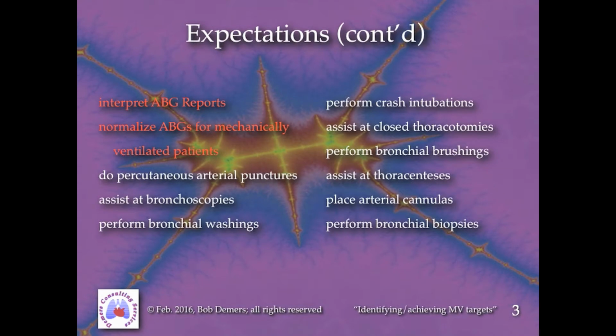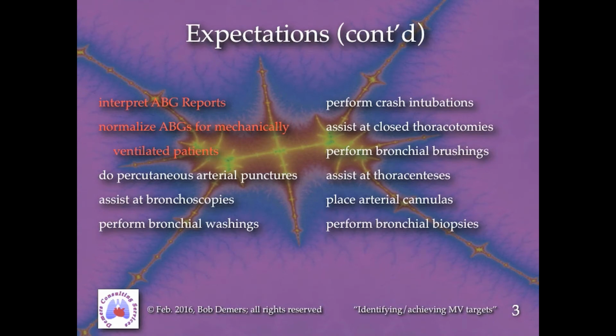Whether we like it or not, and whether we're aware of it or not, the other members of the ICU team harbor certain expectations of practicing RCPs. For example, RCPs are expected to perform percutaneous arterial punctures, assist at flexible fiber optic bronchoscopy or FFB procedures, assist at crash intubations, assist at closed thoracotomy procedures, assist at thoracentesis procedures, insert arterial cannulas, and perform bronchial biopsies in the presence of physician bronchoscopists, to name a few.